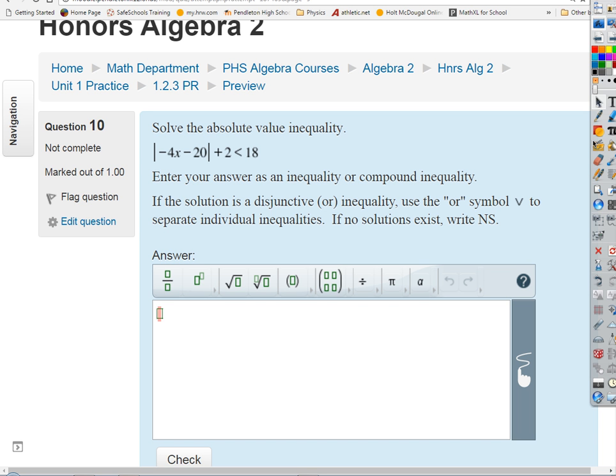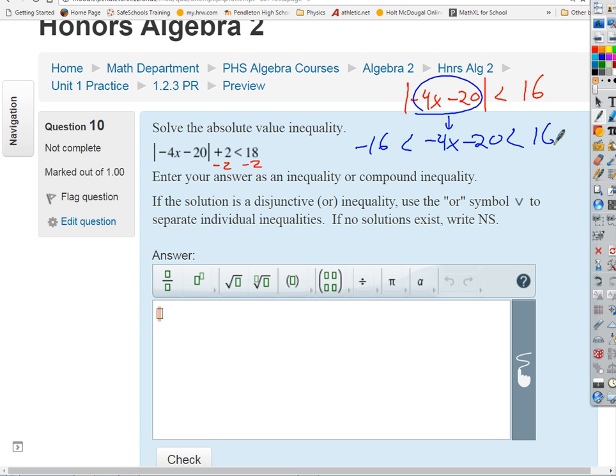All right, so on this one, before we can make our trade, we have to subtract 2 from both sides, which gives us on the left the absolute value of negative 4x minus 20 is less than 16. So I have an absolute value expression less than a number. So that tells me that I'm going to write a compound inequality. That's my trade. Absolute value for non-absolute value. Negative 4x minus 20 then is greater than negative 16 and less than positive 16.